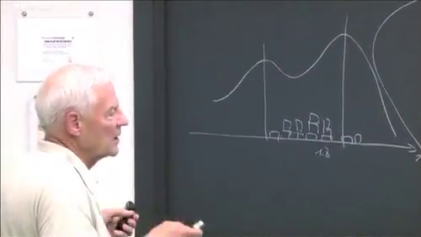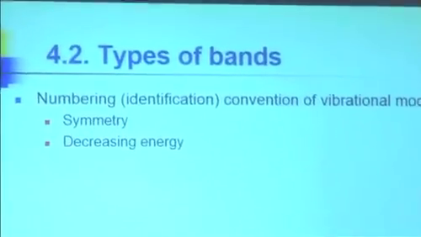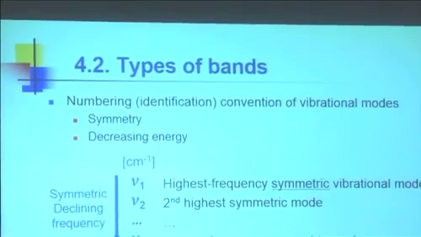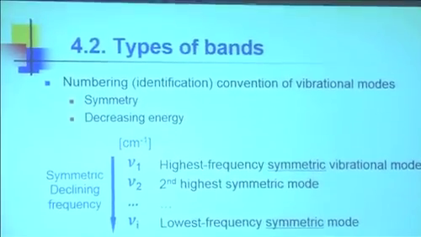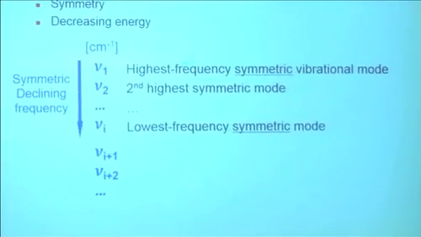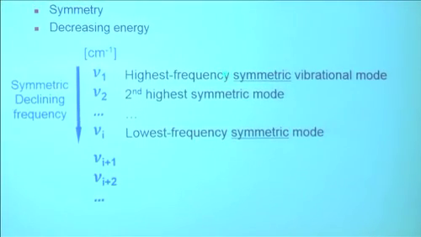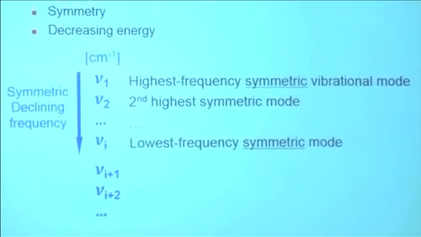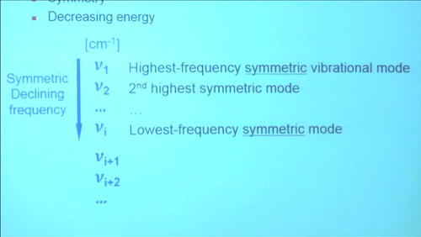Now spectroscopy is a lot about notation and bookkeeping. And there's a system that's used to number these modes. And that's based upon symmetry and energy. So the notation nu1, and this is supposed to be nu, the notation nu1 is awarded to the highest frequency, that is highest energy, symmetric mode. So whatever the modes are, the motions, the one with the highest energy in a symmetrical form is called nu1. Now, nu2 is the second one, and so on. When I run out of symmetrics, I go into the asymmetrics.